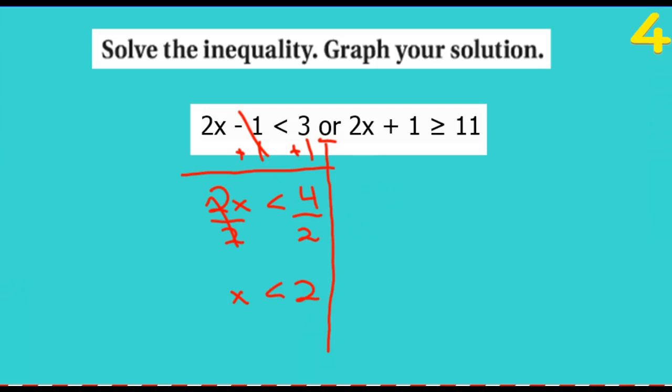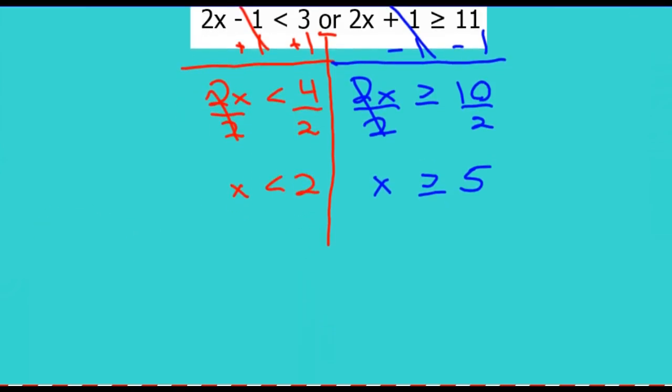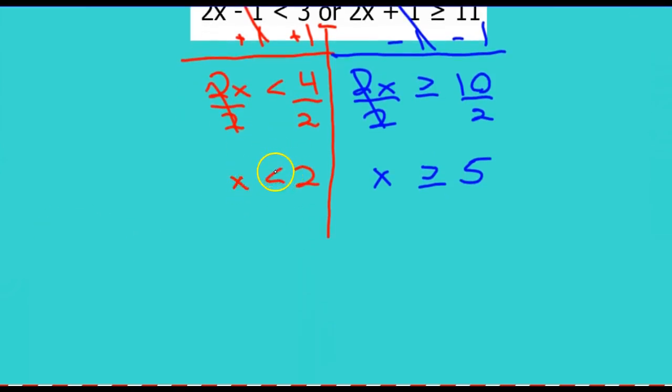We know that's our first solution. Our second solution, we have to subtract 1. So we get 2x is greater than or equal to 11 minus 1, which is 10. Divide by 2, divide by 2, and we have x is greater than or equal to 5. So we know that x can either be less than 2 or x is greater than or equal to 5.